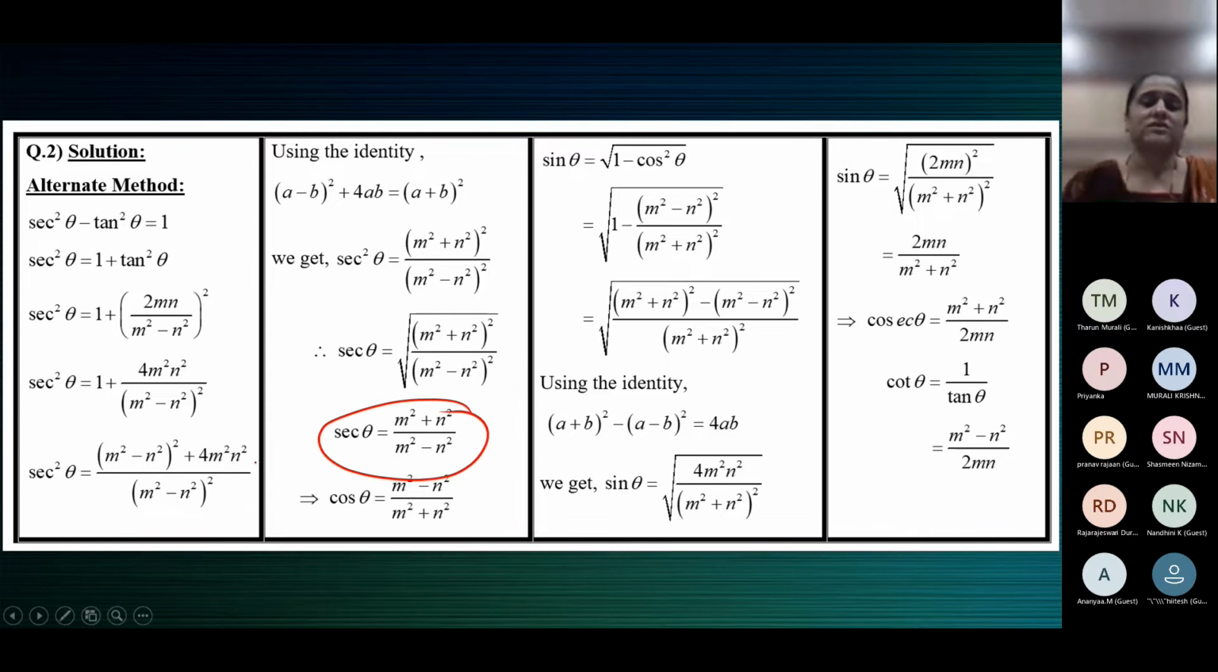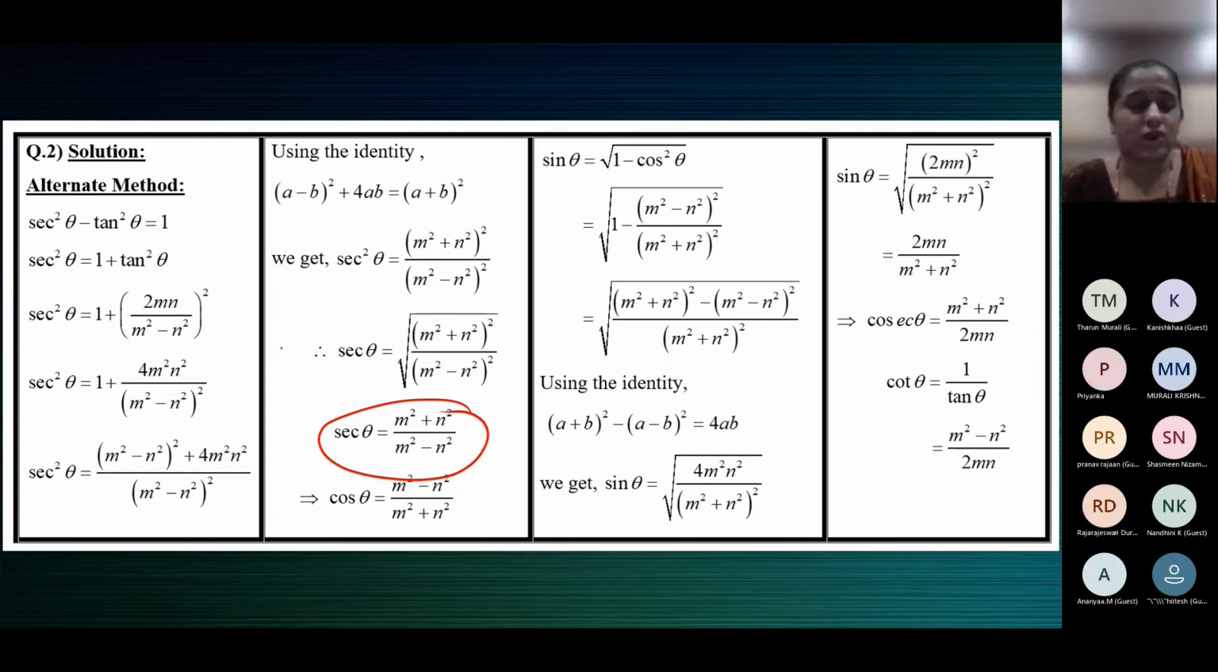So what did we understand when we started this? Given the value of one t ratio, we can find the values of the other t ratios using the trigonometric identities. Why did we use secant square theta minus tan square theta as 1? Because we are given the value of tan theta. So using this identity and substituting the value of tan theta, we can find secant theta. And the identity which is very important here in the simplification is a plus b the whole square minus a minus b the whole square is equal to 4ab.